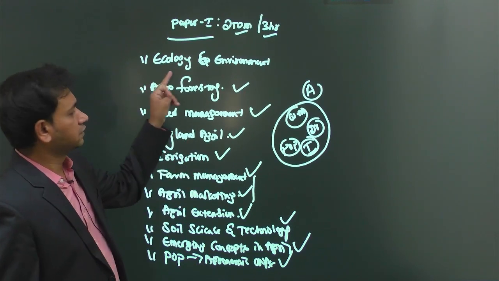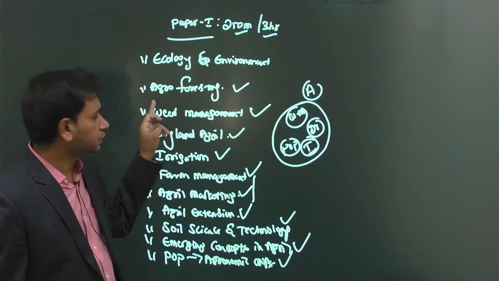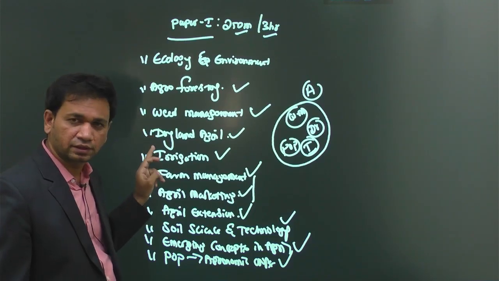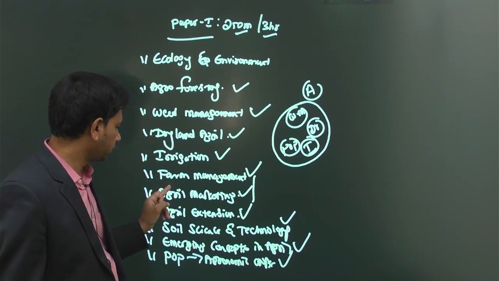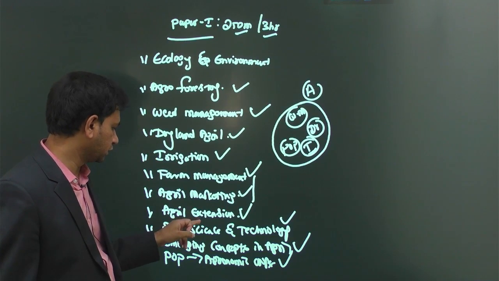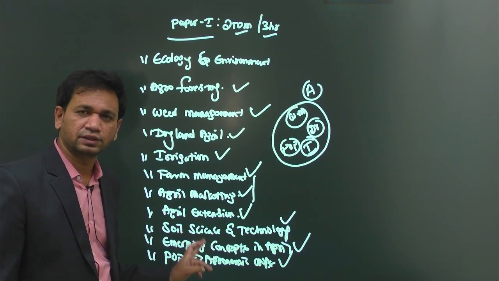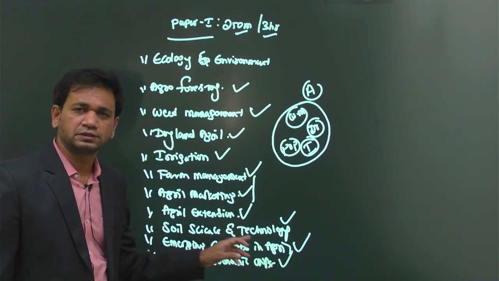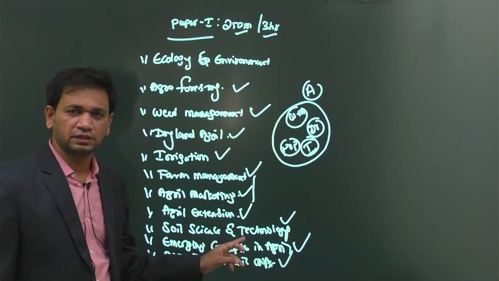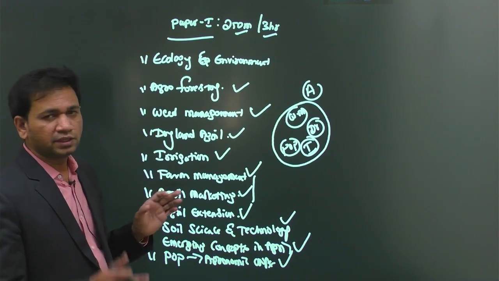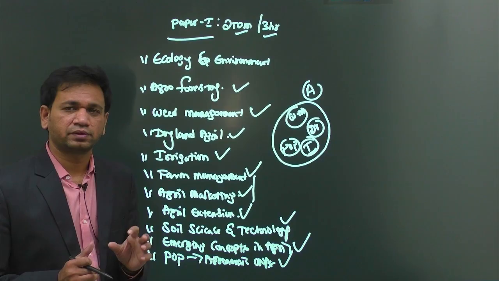One is ecology and environment, another is agroforestry, another is weed management, another is dryland agriculture, irrigation, farm management, agriculture marketing, extension, soil science and technology, another is emerging concepts in agriculture and package of practices for agronomy crops. So these are the basic anatomy we have in paper 1 in agriculture.